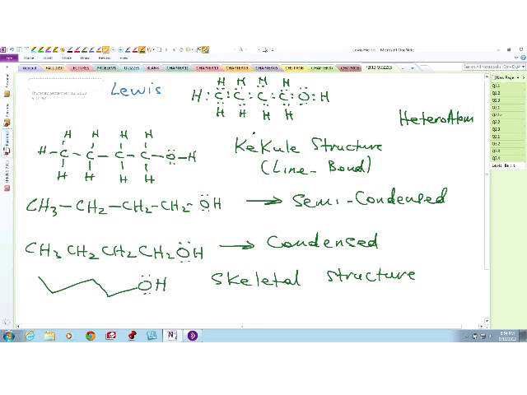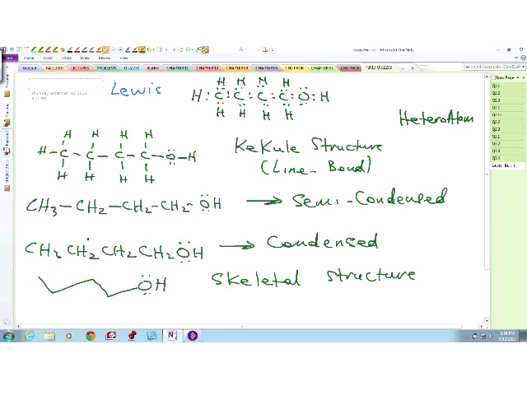Now, for this class, unless I ask you to do this in an exam, do not waste your time drawing Lewis structures. It's too time consuming. So, for the most part, what I want you to use, either use the skeletal structure, the semi-condensed structure, or the condensed structure. Those are the ones that I would recommend for you to use.